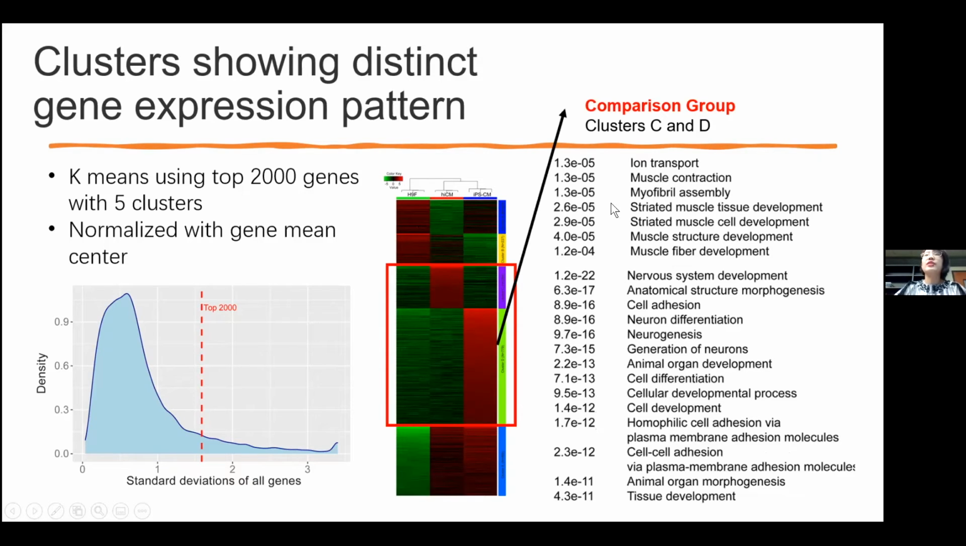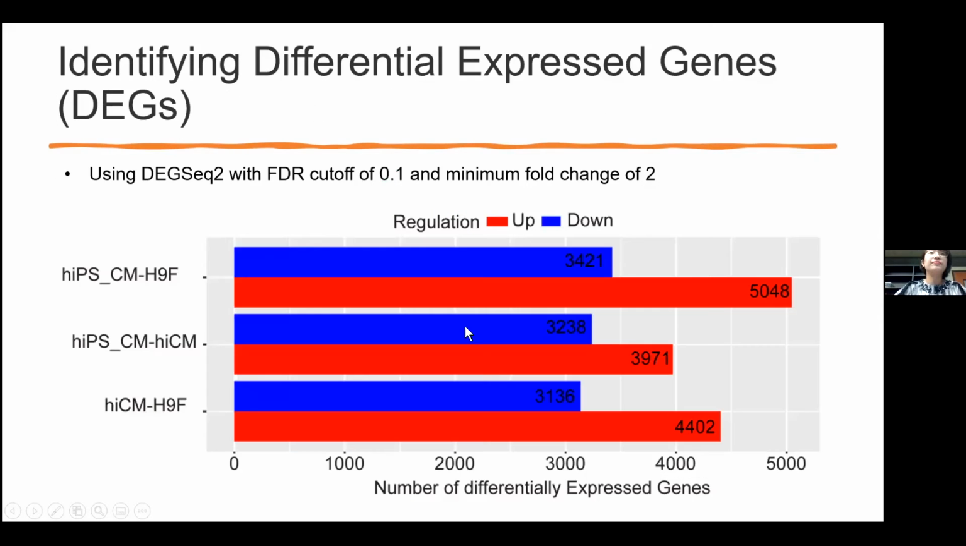So we will go into details into these groups for further presentation. I used DEG-SIG2 to identify the differentially expressed genes, which we will note as DEGs for future presentations, with an FDR cutoff of 0.1 and a minimum fold change of 2. There are many ups and downs as shown in these figures.